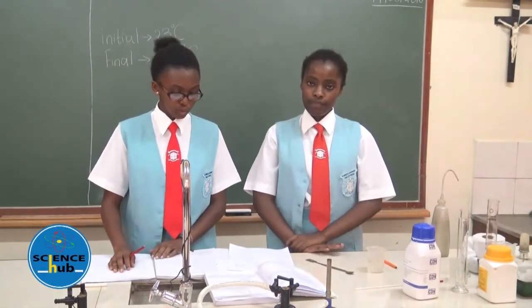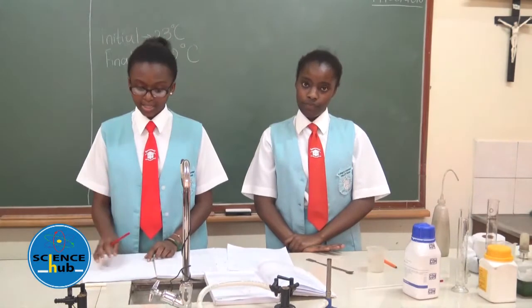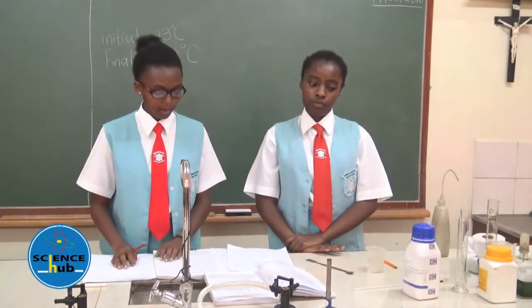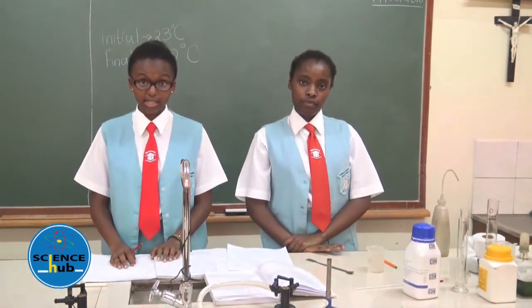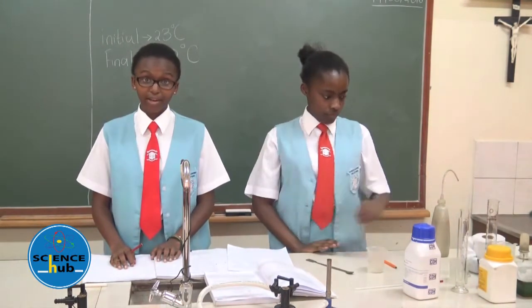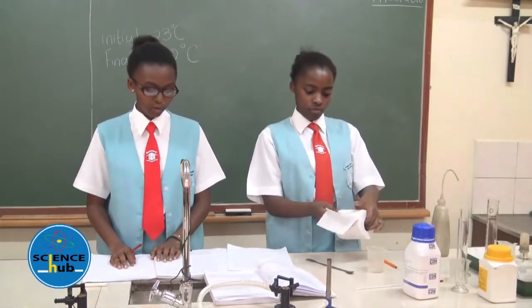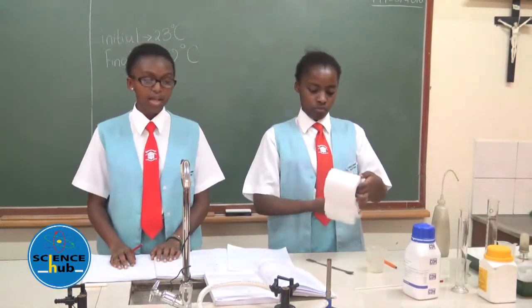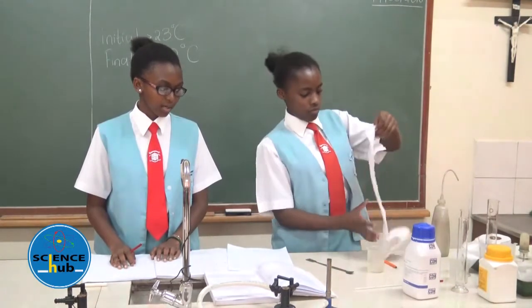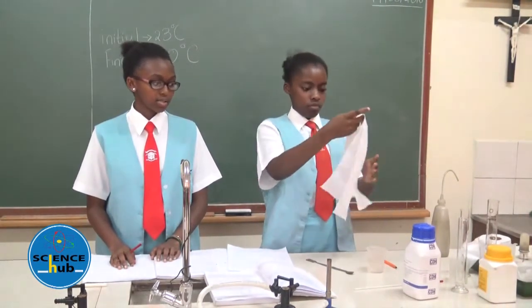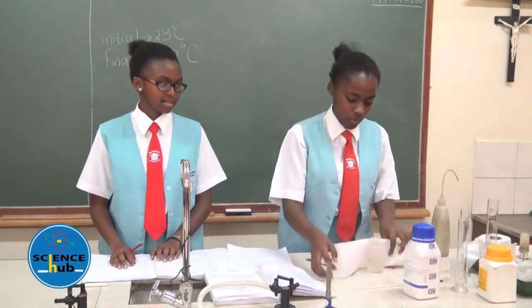We will now move to exothermic reaction, which is the second type of reaction. An exothermic reaction is accompanied by production of heat. We will also have a demonstrated example of this reaction. The experiment is the same. We will take another dry beaker, wrap it in tissue paper and fasten it with a rubber band.